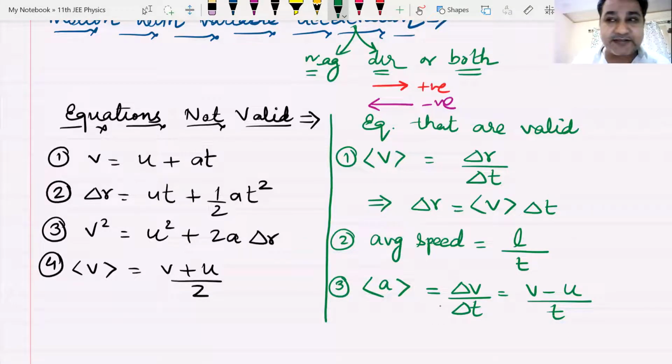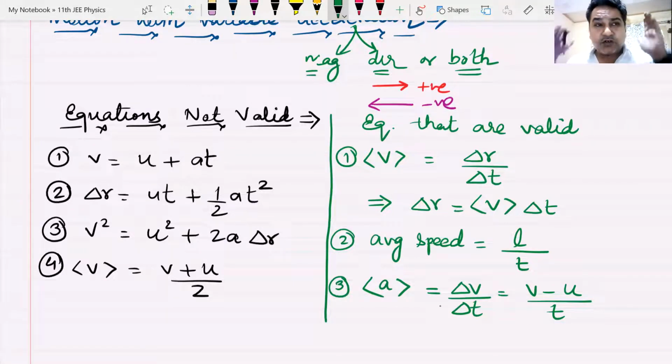Now one question from my side. All the equations that are given in green, are they also valid in the black case? Black case means, are they also valid when the acceleration is constant? Yes, they are also valid when the acceleration is constant.